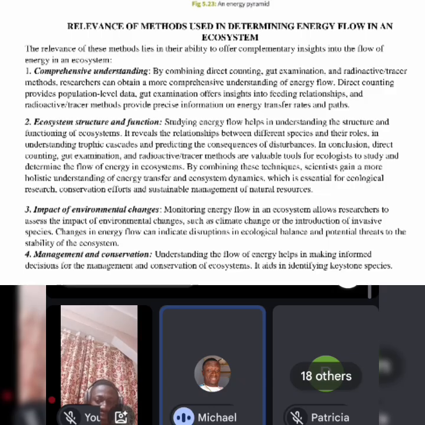So some will be emigrating from the land, and it will affect the structure and the function of the ecosystem, because each organism has its role. Remember the ecological niche that they play. So when their number reduces, something will be lacking in the ecosystem. So when we study this, it helps us to understand the structure and functioning of the ecosystem. It helps us to know the relation between the different species and their roles. That's the ecological niche I talked about.